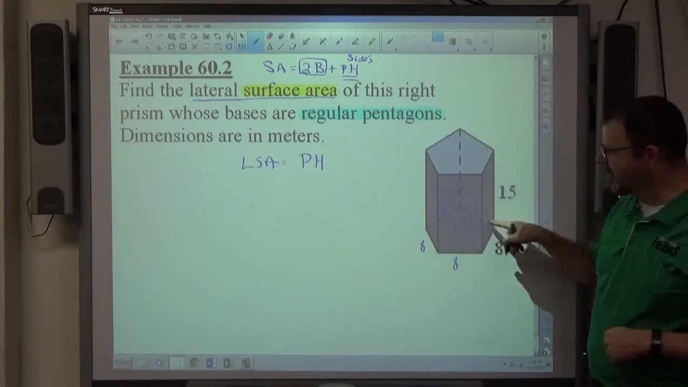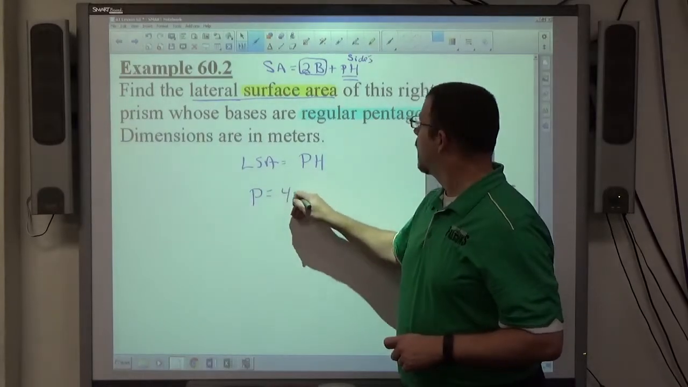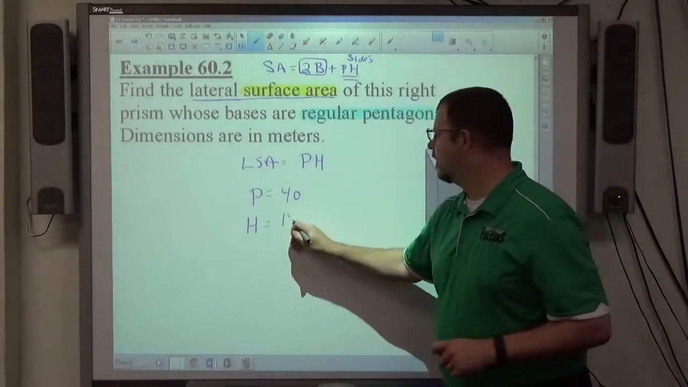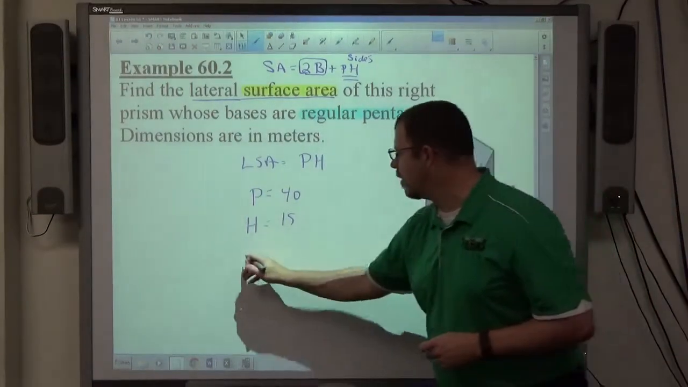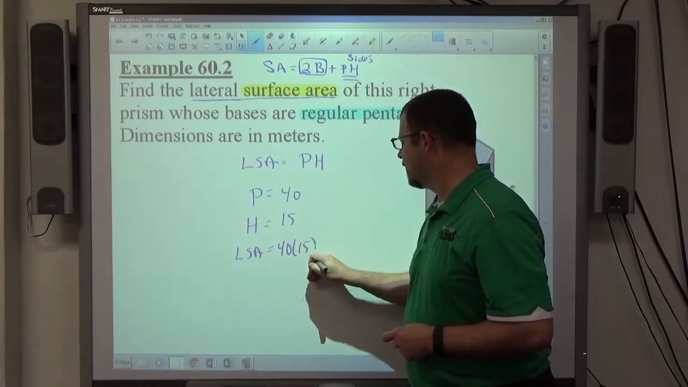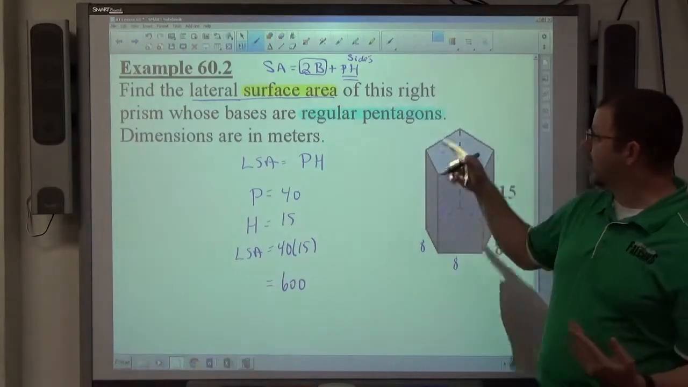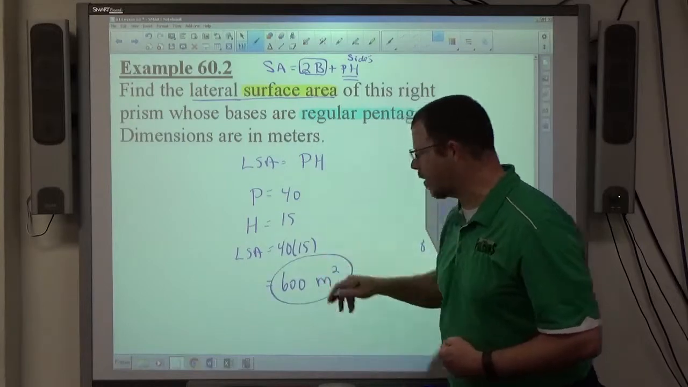8 times 5 sides is going to equal 40. So the perimeter of this is 40, times the height. And the height of this is 15. And lateral surface area is just the product of those two numbers. So the lateral surface area is going to be 40 times 15, which is 600 meters. And area is going to be in square units. We're dealing with meters, so 600 meters squared would be the lateral surface area.